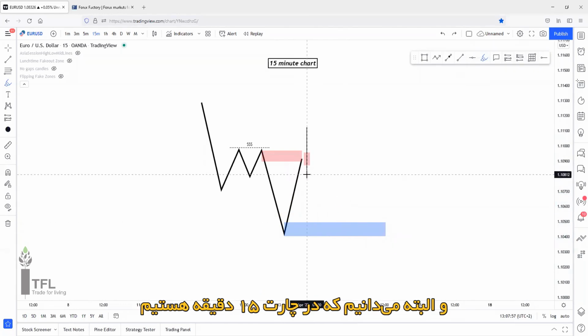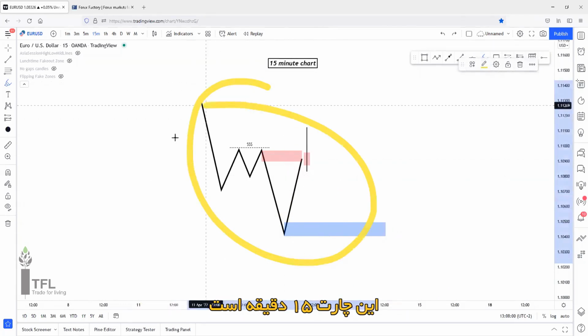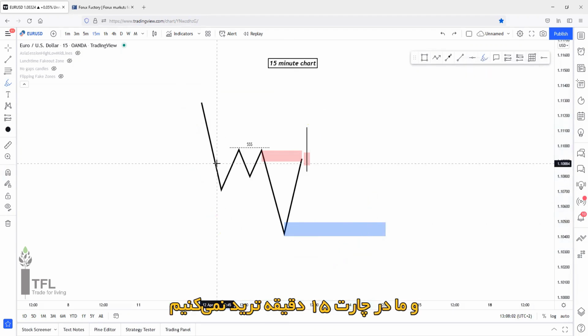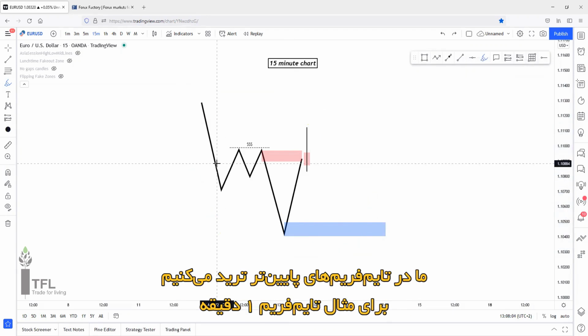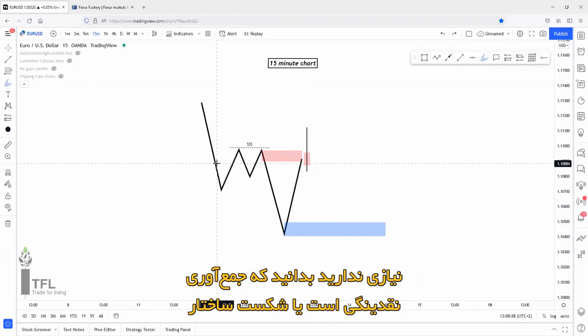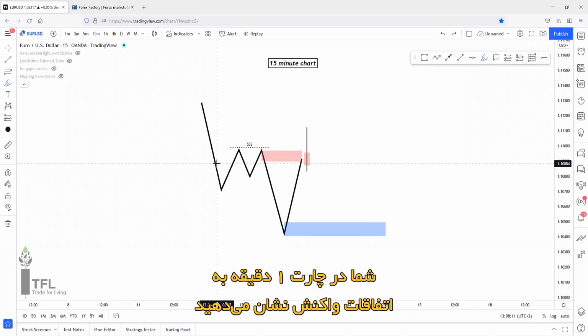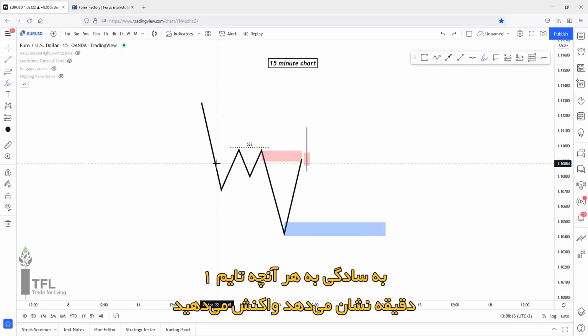Just knowing that this is all the 15-minute chart, and we are not trading on the 15-minute chart, we are trading on a lower time frame, for example the 1-minute chart, you don't have to know whether it was a sweep or a break, because you will react on the 1-minute chart based on what it is giving you.